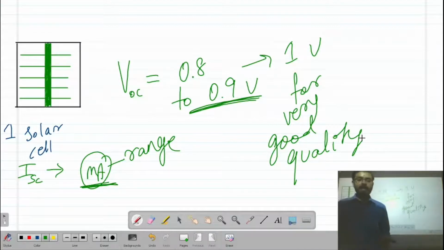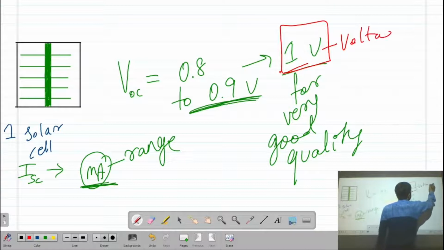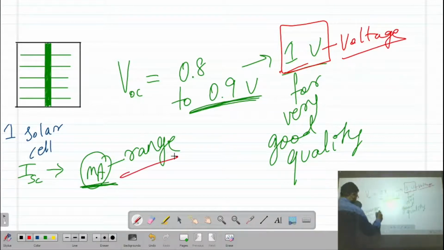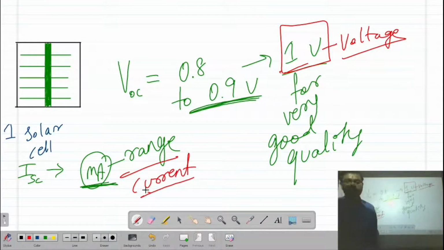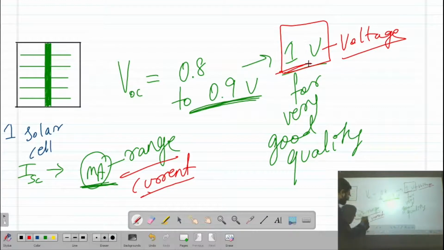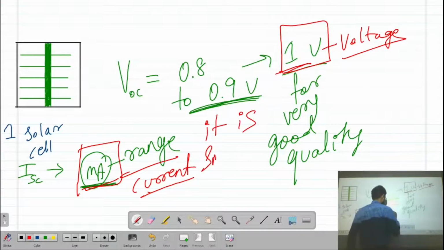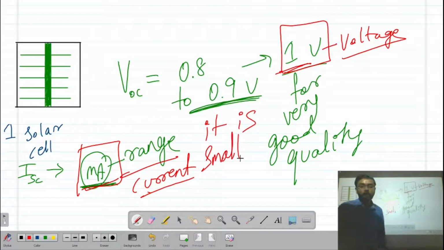Now, practically, if one solar cell is being used anywhere, then the range of voltage and the range of current will be of no use. Why? Because the value is very small. The value and the range are very small.